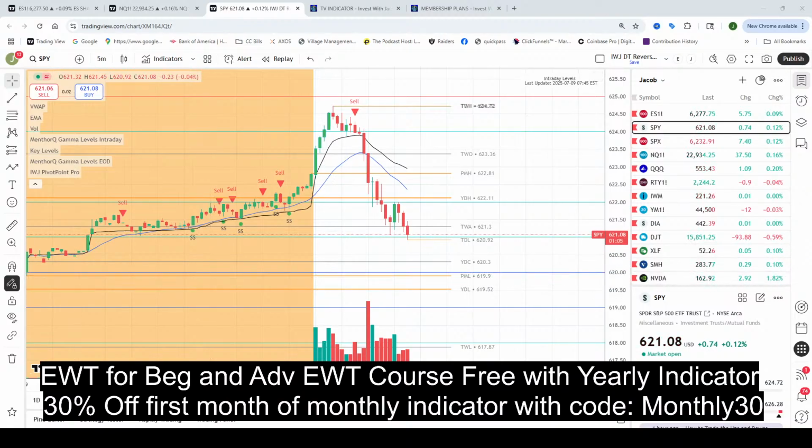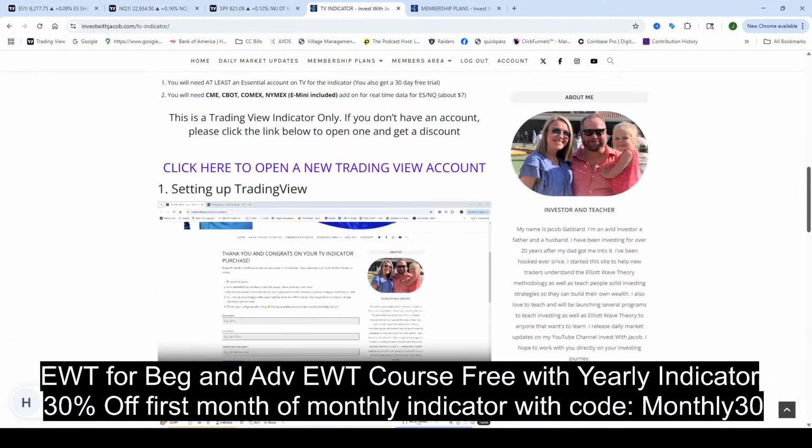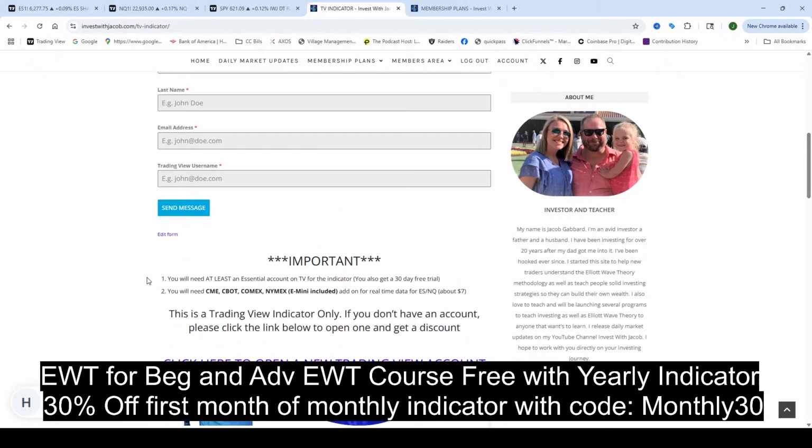You need a TradingView premium account. Yeah, so it gives you all the information right here. It'll tell you exactly what account you need. So if you come up, you will need at least an essential account on TradingView, and then you need this right here, which is the real-time data add-on. It's $7. So it's not too expensive, but you need that. Even if you're not trading the futures, you need it because it tracks with how the indicator works.